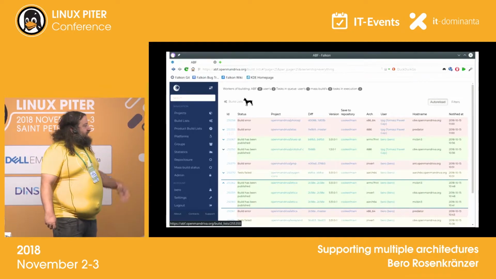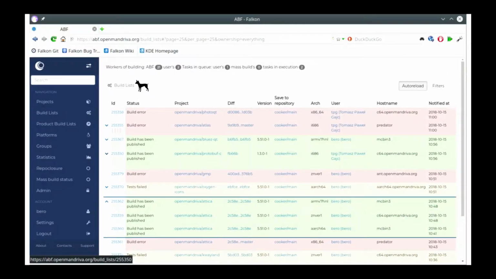So this is what our build system looks like. It may be a bit hard to read in the far end of the room, but we can see a couple of packages that succeeded because all architectures were successful. One where only a couple of tests failed, and then here we have a package that shows ARM succeeded, ZNVR1 succeeded, ARC64 succeeded, x86-64 failed. So the people had to go back and rebuild that package.